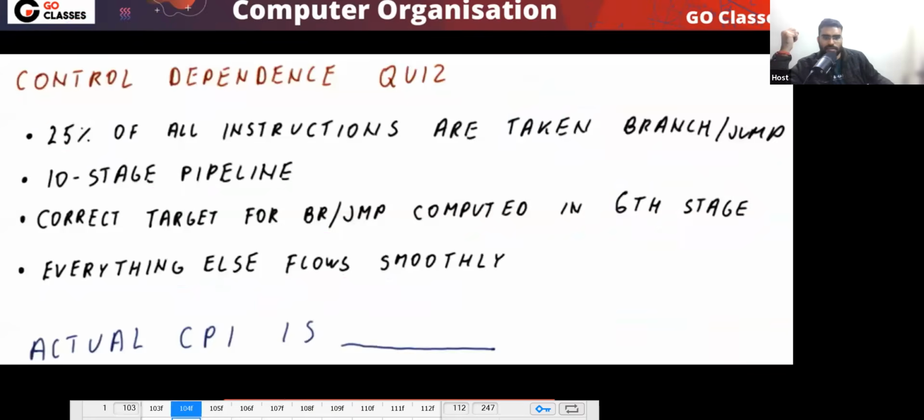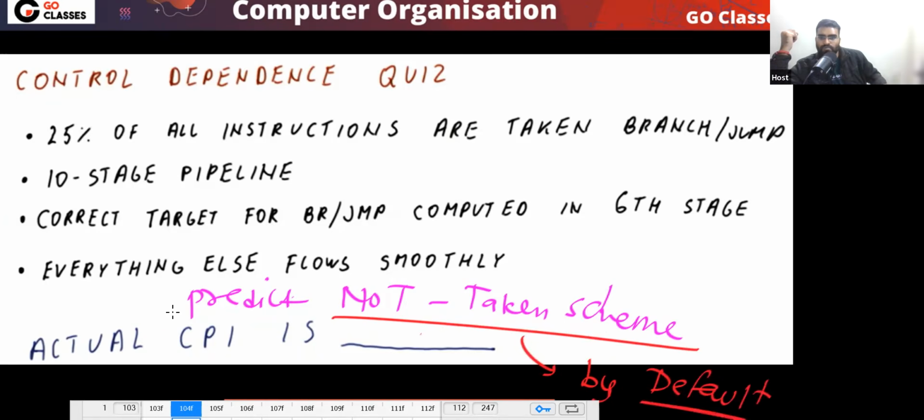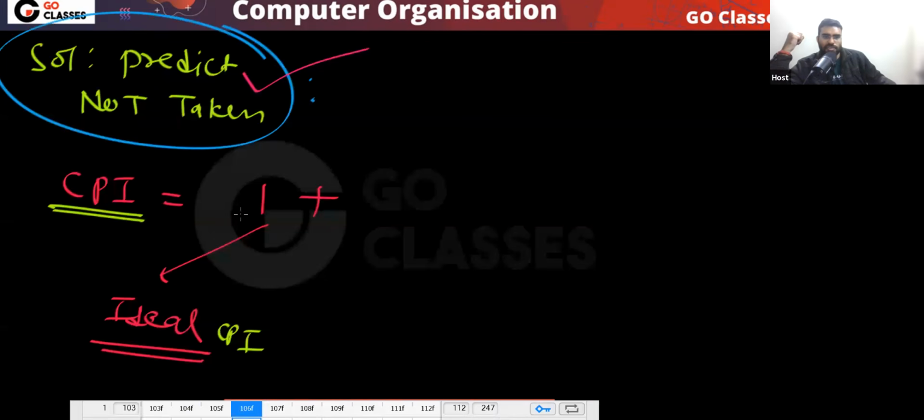So now you tell me the answer. Predict not taken is your scheme, your solution. Let's assume you are using the predict not taken scheme. This is also the default scheme, because it is very easy to implement and very natural: you are anyway always bringing the next instruction. So this is your ideal CPI. Every instruction will take 1 cycle.